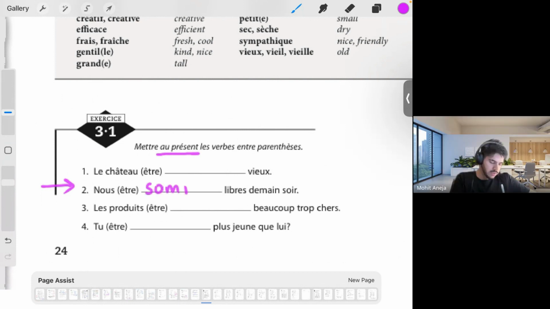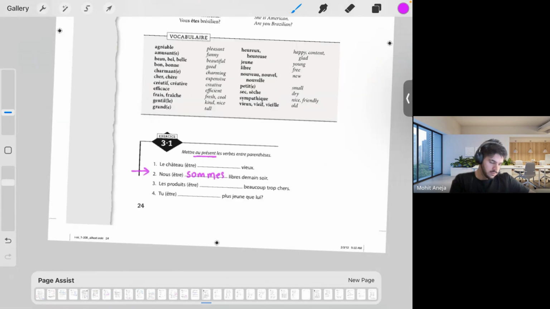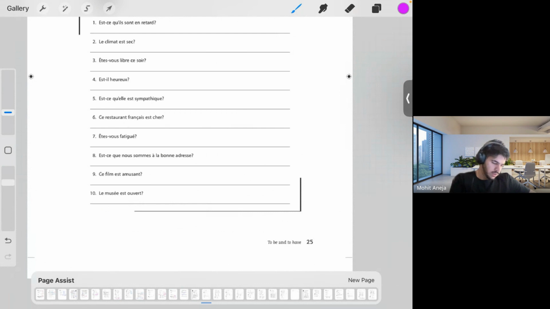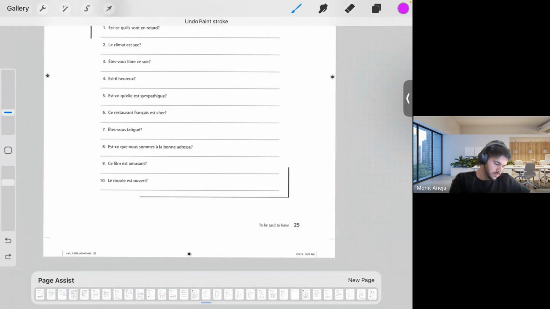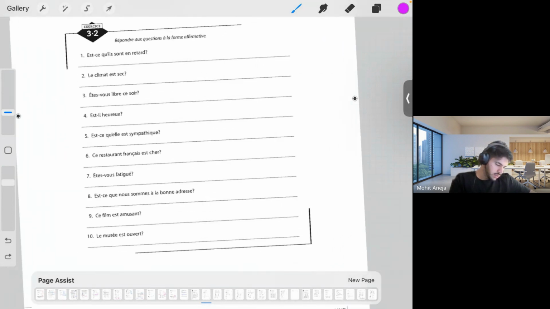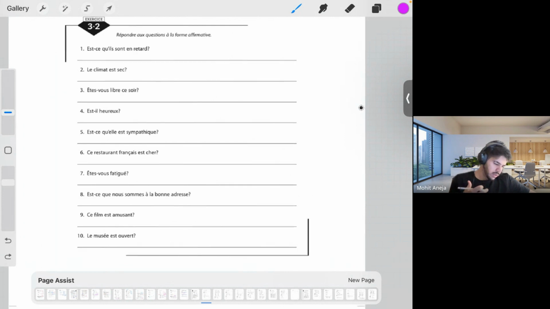You just have to write some here, everything else is the same. Easy enough. You just learn the conjugation, and you should be able to do this. Then, répondre aux questions à la forme affirmative. What you have to do is, there's a question given, and you have to respond to it.